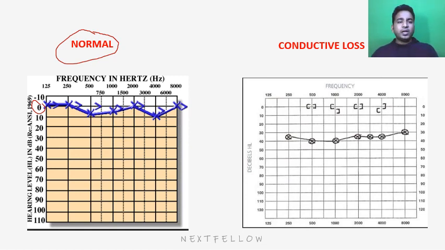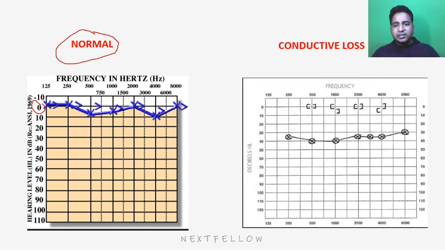In the normal audiogram, as you can see, this cross and this arrow are pointing towards the left ear. They are both at the same level without any gap between the air conduction line and the bone conduction line. They both are present at the level of 0 decibel. That means the patient is hearing equivalent or similar to a normal person. So it is a normal audiogram.